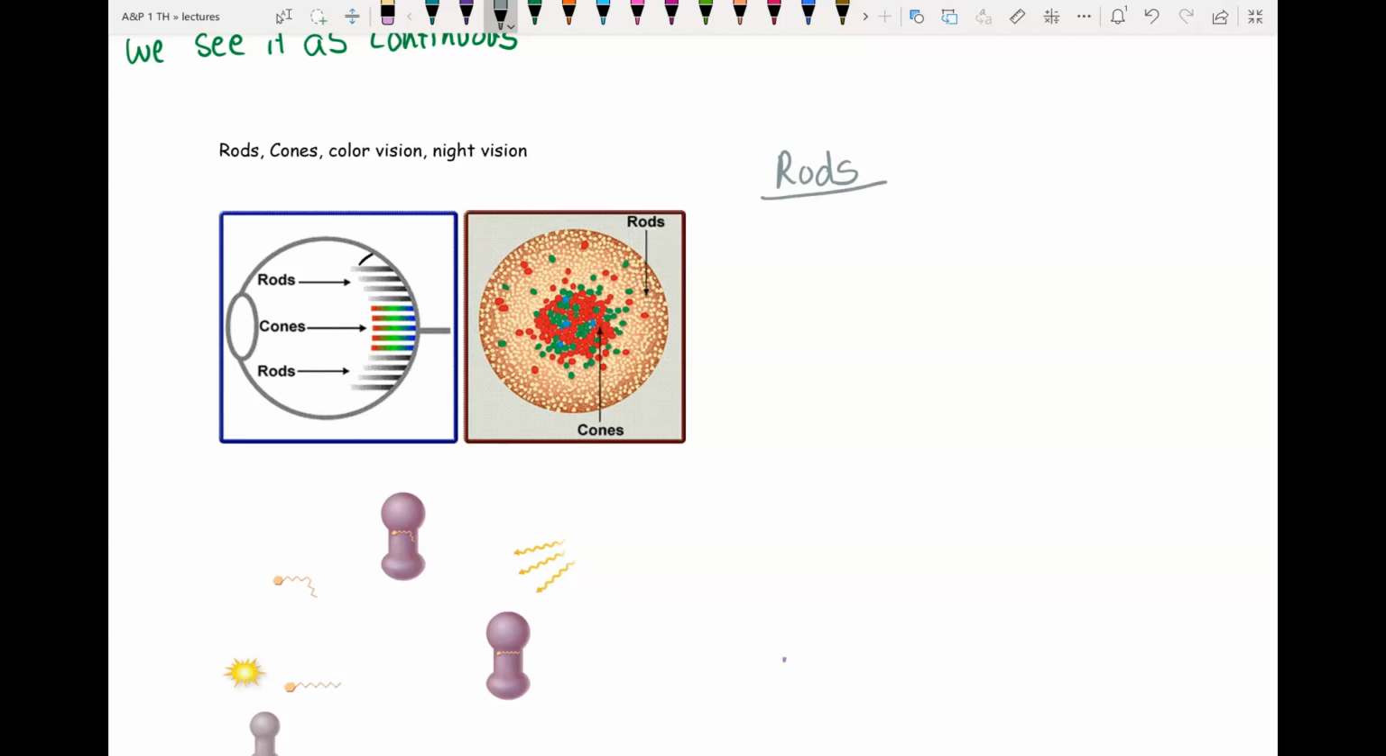These are your two types of photoreceptors. Rods only see in black and white, in shades of gray. They are your most abundant. And they are all over your retina. And these are what give you night vision. So when it's dark out, but you can still kind of see, you're using your rods.